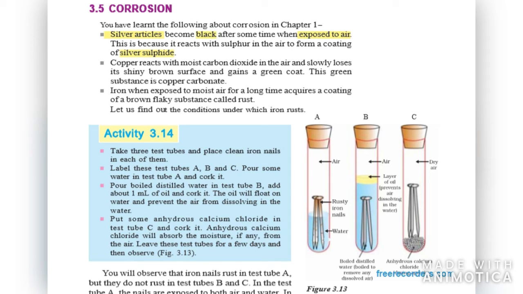Now the second is copper. When copper reacts with moist carbon dioxide in the air, it slowly loses its shiny brown surface and gains a green coat. So when copper reacts with moist carbon dioxide, it forms copper carbonate, and this copper carbonate is of green color. Then we have the third one, iron. When iron is exposed to moist air for a long period of time, it acquires a coating of brown flaky substance, and it is known as rust.